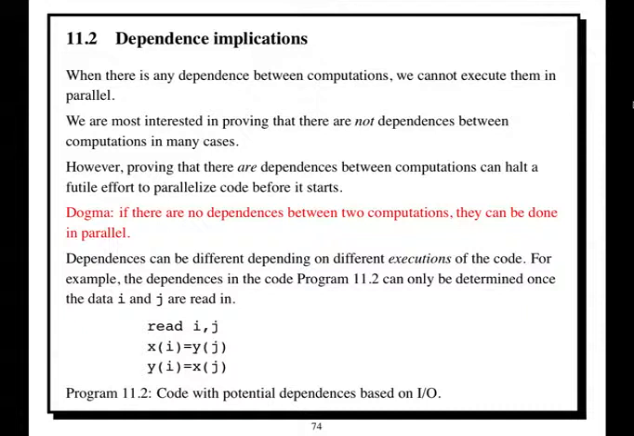So dependencies can be different depending on different executions of the code. One day there might be a dependence, another day there might not. When you do something like this, when you read in I and J, and then you look at these codes, you can't tell whether there is a dependence or not. You need to know where these locations are, so you couldn't say a priori whether there was or not. So sometimes it's not easy to resolve the question of whether there is a dependence or not.